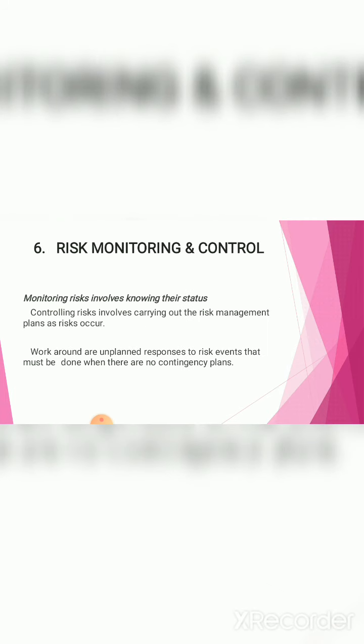Number six one is risk monitoring and control. Monitoring risks involves knowing their status. How? Let's see. Controlling risks involves carrying out the risk management plans as risks occur. Workarounds are the unplanned responses to risk events that must be done when there are no contingency plans.